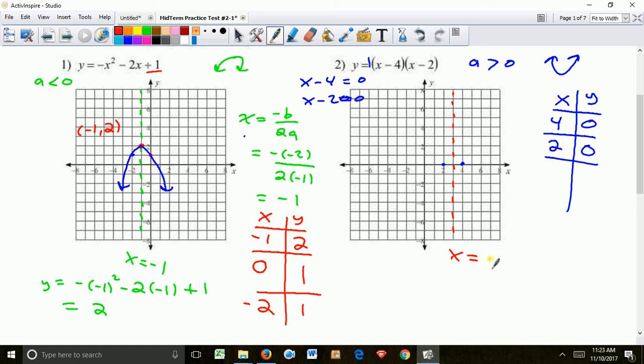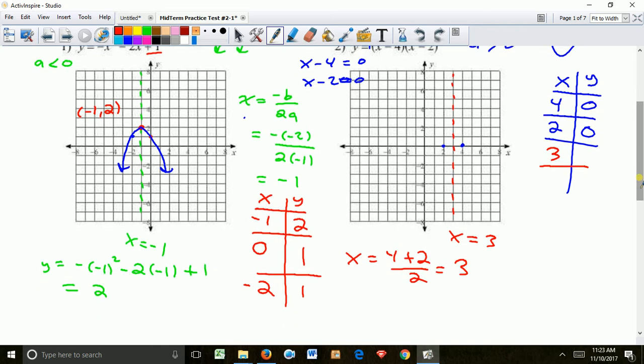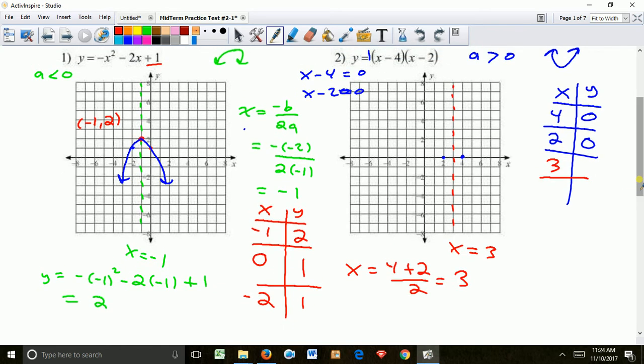Which is x is equal to 3. If you just want to double check, you can take your x-intercepts and add those together and divide by 2. And you're still going to get 3. Since you know that 3 is going to be the x-coordinate of your vertex, you can plug 3 into the original function and get y.